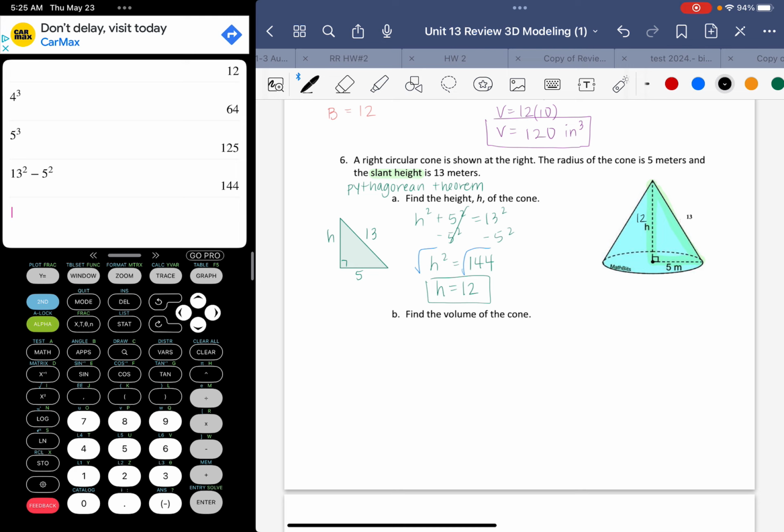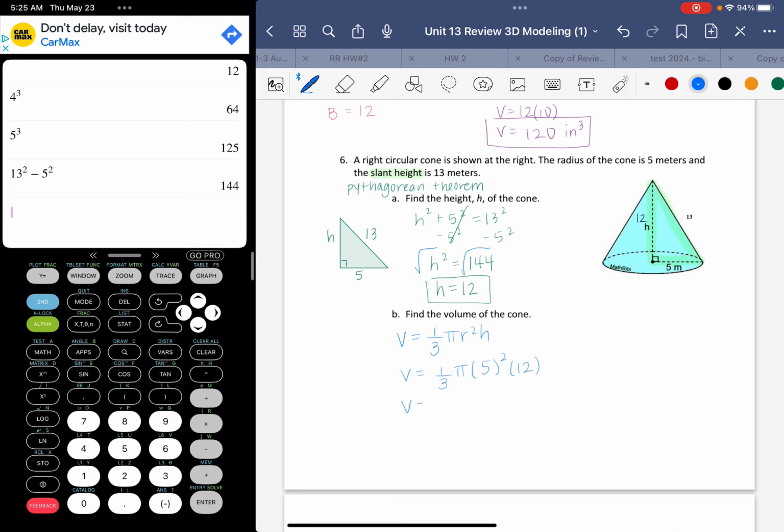So now we can figure out the volume. And same thing, you're going to go to your reference sheet to look up the volume formula for a cone. Volume equals 1/3 pi r squared h. So it's going to be 1/3 pi times the radius squared, so 5 squared, times the height, which we found out was 12.